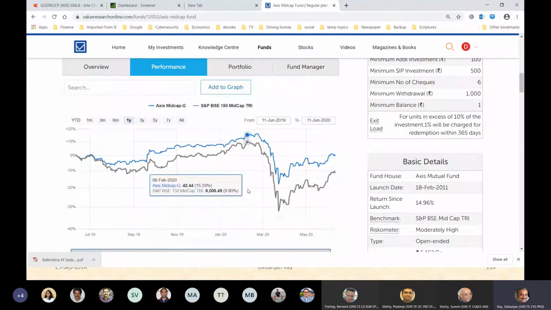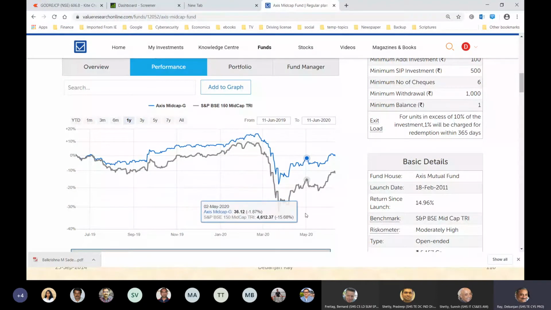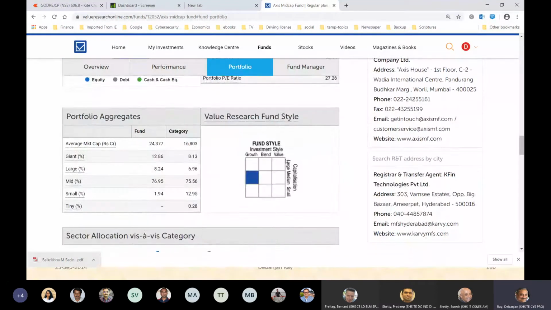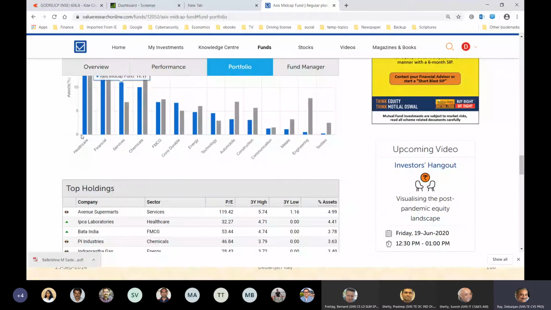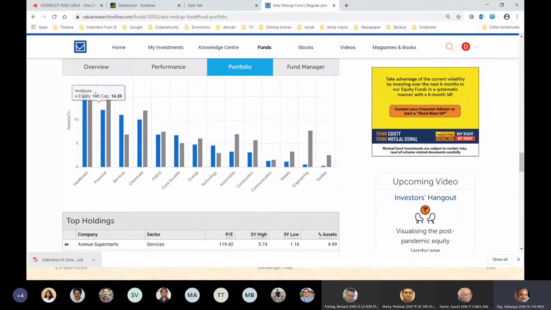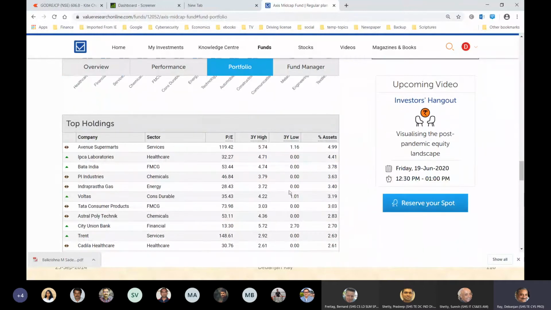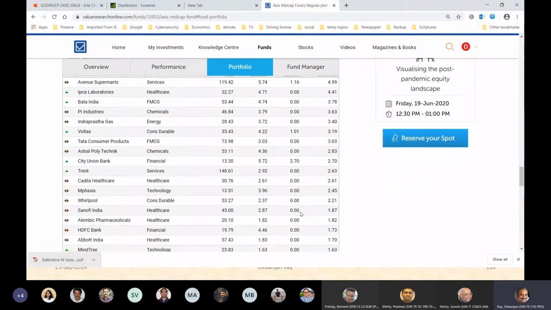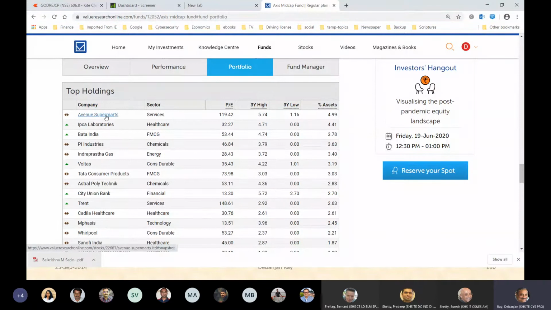And then here you will see the portfolio of the fund, and how they have diversified. Healthcare, because now healthcare is going up. These are the stocks they are currently focusing on: Avenue Supermarket, Ipca, Bata India. They have also mentioned the percentage of the assets from the highest to the lowest. So you can consider this one.